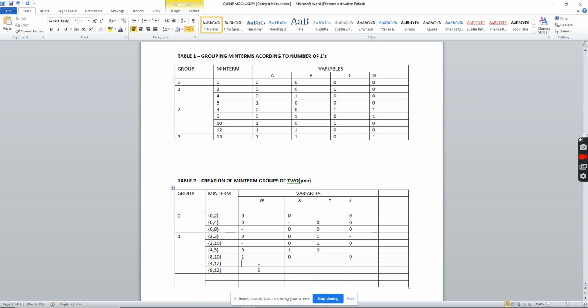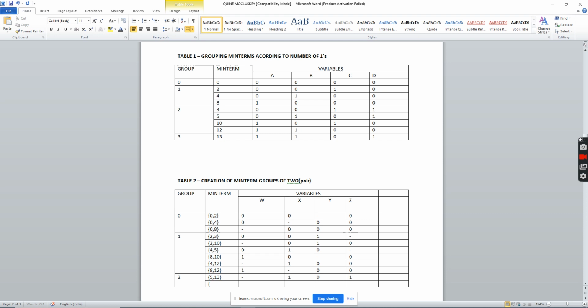4 and 12 will be dash 1 0 0, and 8 and 12 will be 1 dash 0 0. Next, the second group will be having two elements. 3 with 13 is not possible. 5 with 13, yes, it's possible. So 5 comma 13, it will be dash 1 0 1.